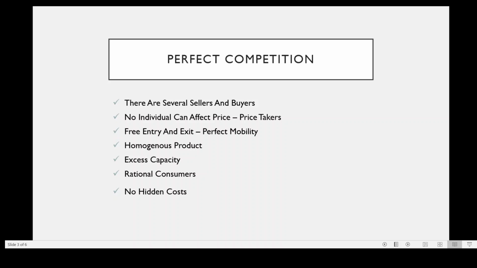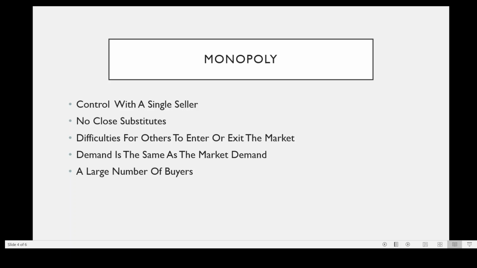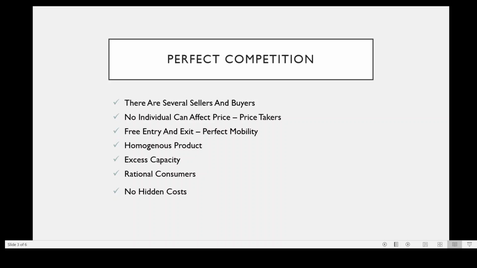There is existing capacity, so if there is a demand, automatically the forces of supply react to bring the prices down. So everybody is a price taker. Consumers are rational, they are aware, and there are no hidden costs. So these are the features of a perfect competition. Very difficult to have perfect competition in the market structure identified. The nearest that comes is the vegetable market or the fish market or the foreign exchange market.